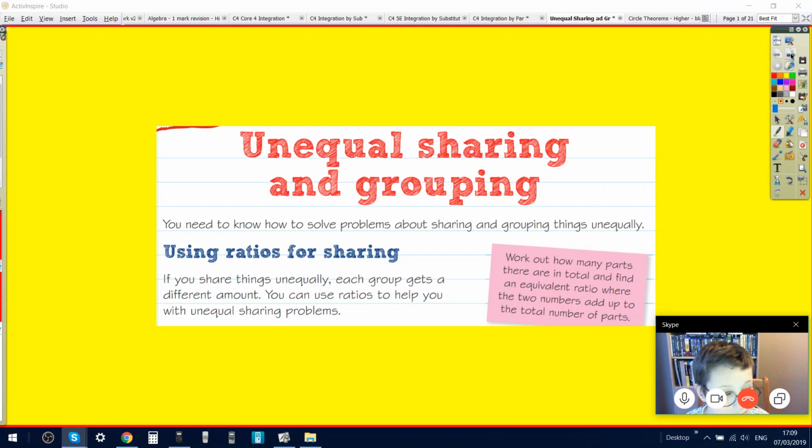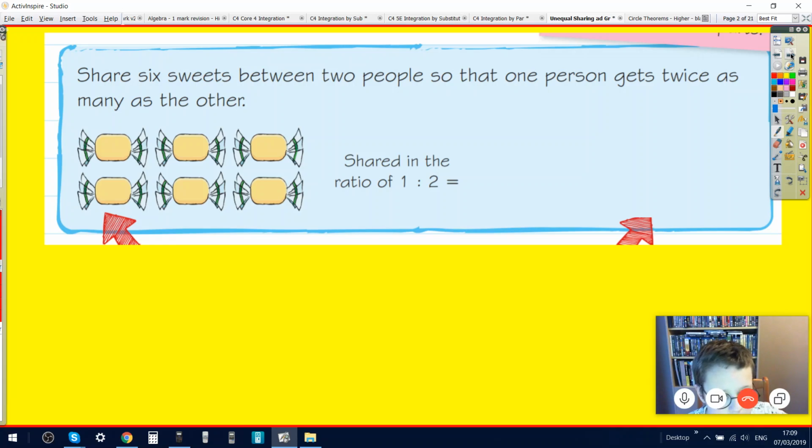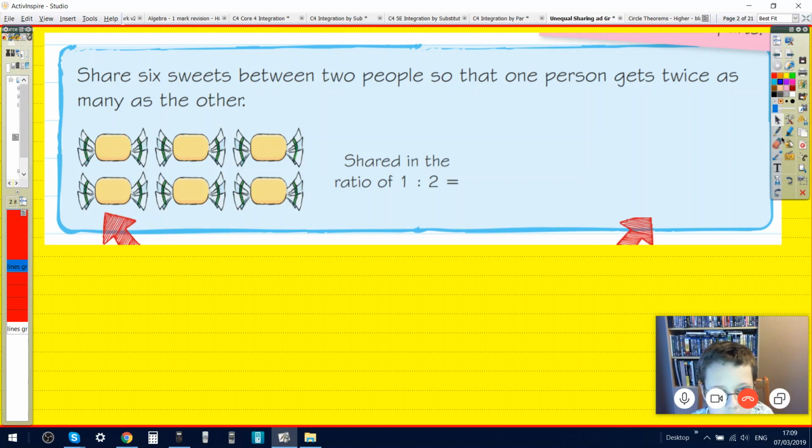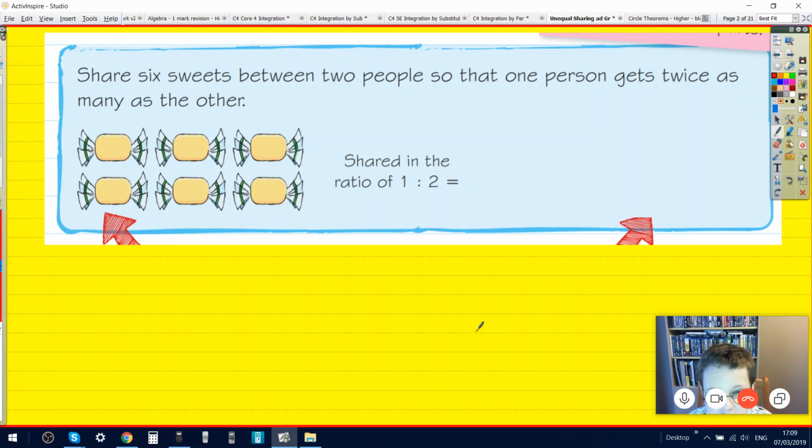Look at unequal sharing and grouping. So we'll take a look at this. Read that and try it. Share 6 sweets between 2 people so that one person gets twice as many as the other. Shared in the ratio of 1:2. Do you know how to do that?